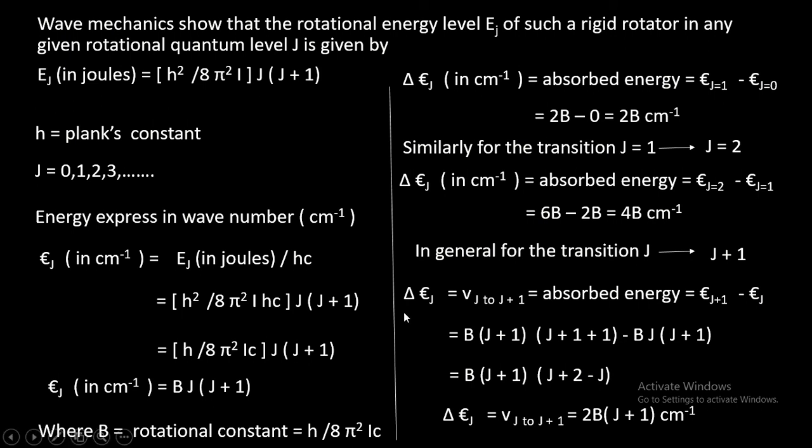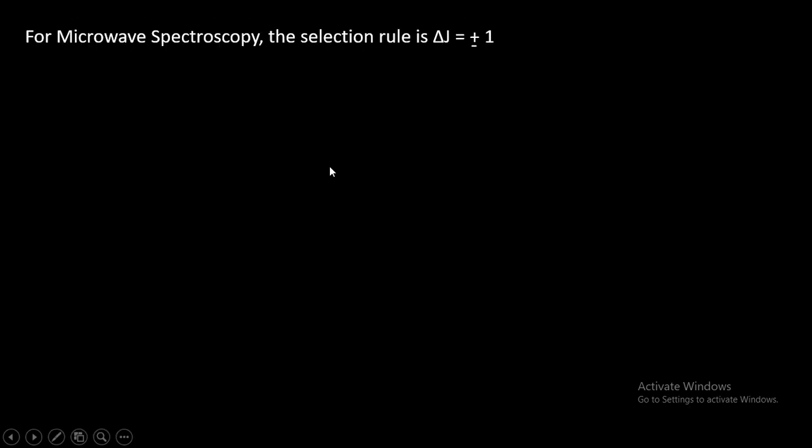Therefore, these two equations are more important in the study of the energy level or change of energy level in rotational spectroscopy. The first equation is epsilon j equal to bj(j plus 1), which represents the energy of any rotational level, and delta epsilon j represents the change of energy level. Friends, for microwave spectroscopy, the selection rule is delta j equal to plus or minus 1.